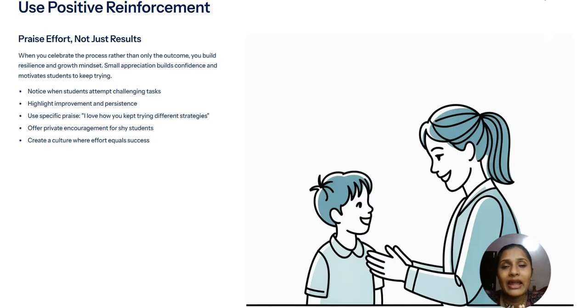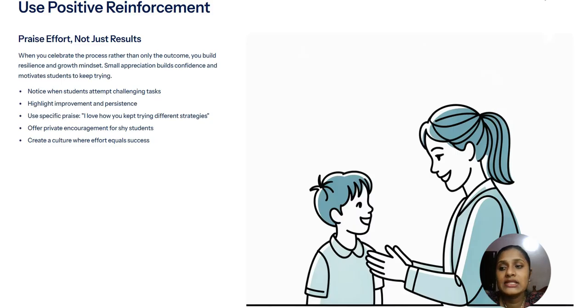They will try to do it again and again. Even if they are losing the game, or not becoming the winners in a particular thing, that's perfectly okay. The thing you have to do is appreciate the effort taken by them and offer private encouragement for shy students. Some students in a classroom may be shy, may not be that active, may be passive. So you have to call them and encourage them privately.